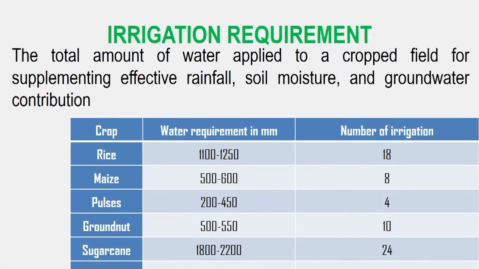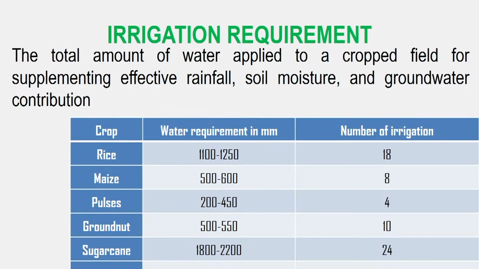So when we say there is a particular irrigation requirement of a crop, it denotes the total amount of water applied to a crop field for supplementing the effective rainfall as well as the soil moisture that is present within the soil already, as well as the groundwater contribution to the crop growth. So the irrigation requirement is part of the total water requirement of a crop.